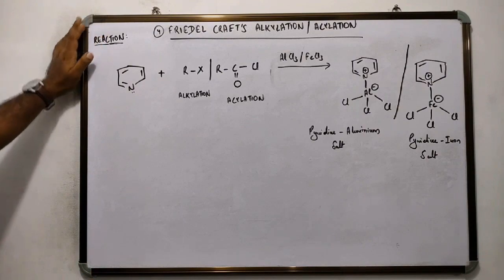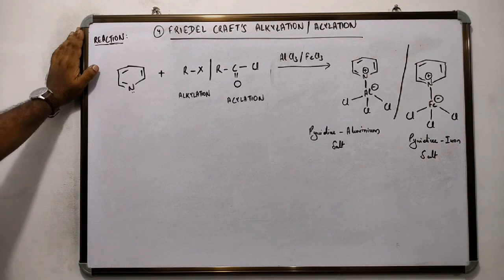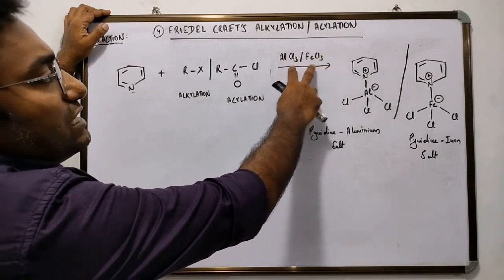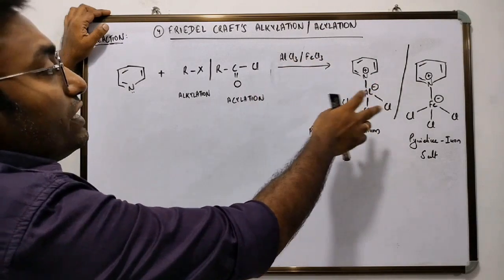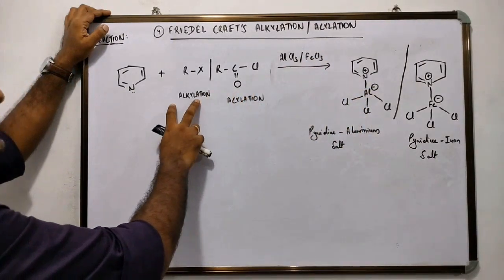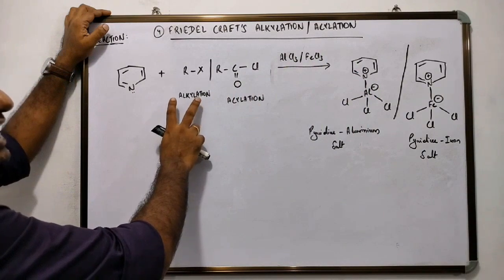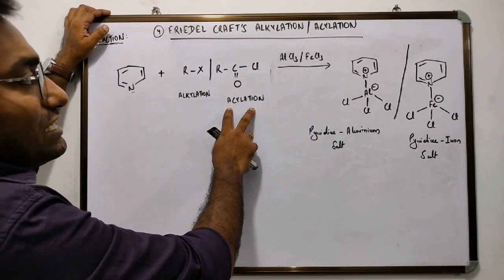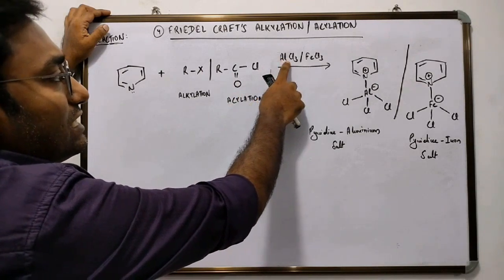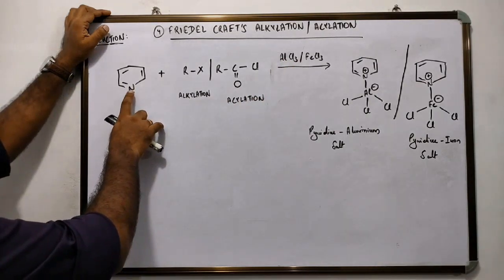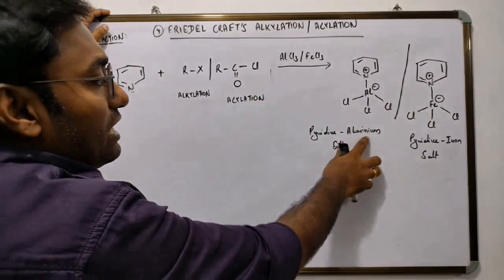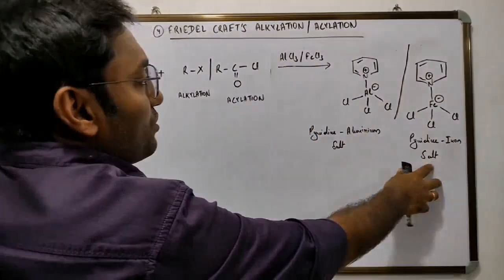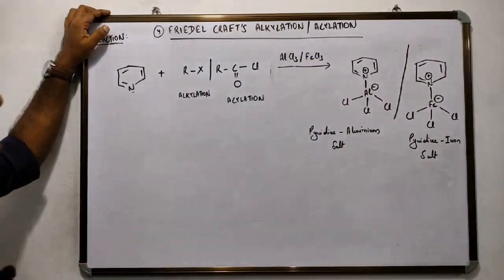Pyridine does not undergo Friedel-Crafts alkylation or Friedel-Crafts acylation. This is because the Lewis acid catalyst, which is AlCl3 or FeCl3, does not wait for an electron pair from alkyl halide in case of Friedel-Crafts alkylation or acyl halide in case of Friedel-Crafts acylation. Instead, the Lewis acid catalyst coordinates with the lone pair of electrons on nitrogen to form pyridine aluminum salt if AlCl3 is involved, or pyridine iron salt if FeCl3 is involved.